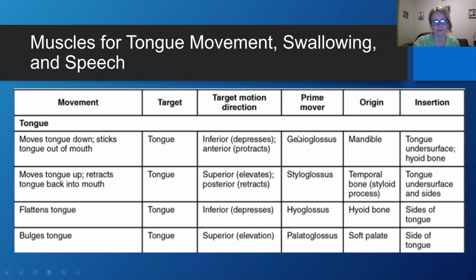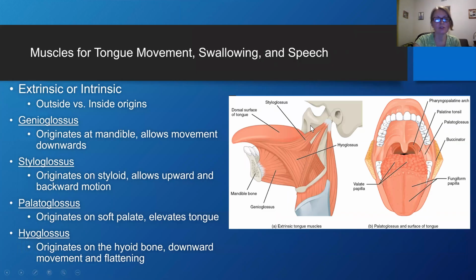So here you have a summary. Again, here are your muscles and movements, and they all target the tongue, and you will always find glossus in their name, right? So also you have intrinsic muscles of the tongue. Extrinsic muscles move your tongue, and intrinsic muscles are the ones that make up your tongue. So here are our genioglossus, styloglossus, palatoglossus, and hyoglossus that we just discussed.